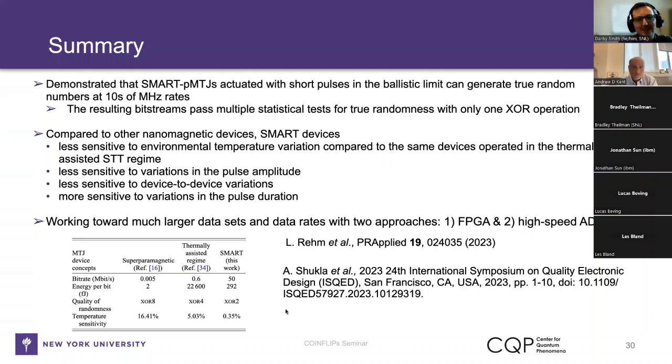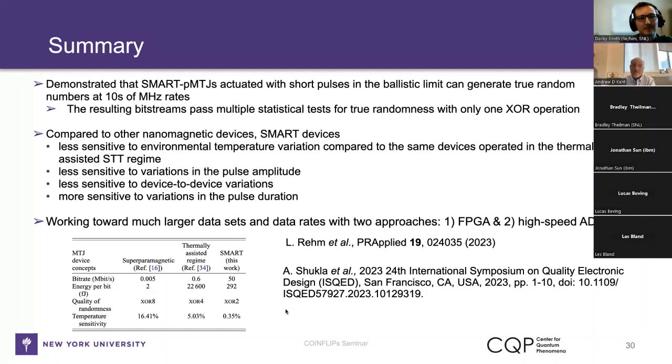This was excellent. We do have a couple of lingering questions in the chat. The first is, if P to AP and AP to P have slightly different behavior, does that mean the probability of a bit has dependence on the previous bits? And if so, can that be seen in the statistics for the bit stream?